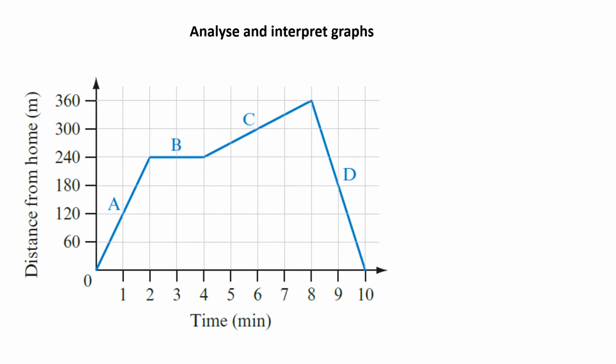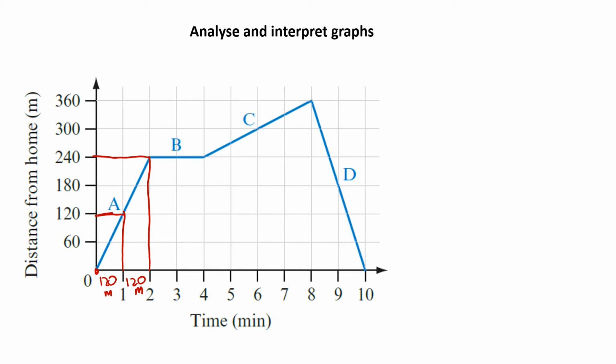So section A is, let's have a look. I start from home, I haven't left yet. So I haven't travelled any distance, but after a minute, I've gone 120 meters. All right, so I can graph that. I can go from the 1 up to the line and across, and that tells me how far. So then if I do that for 2 minutes, I get 240. So every minute, I'm traveling 120 meters.